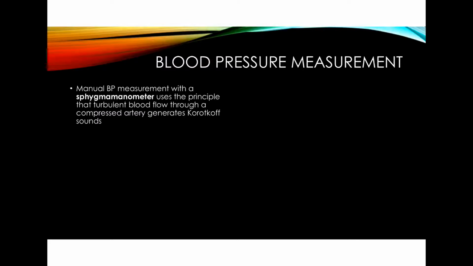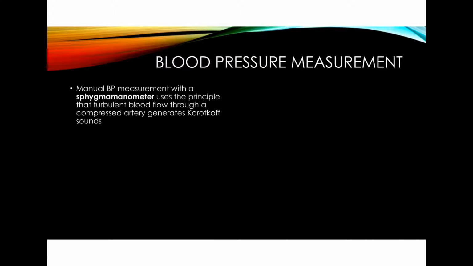The simplest and most common form that's initially taught, especially to beginning clinicians, is the manual blood pressure measurement using a device called a sphygmomanometer, or manual BP cuff. And this measurement uses the principle that turbulent blood flow through a compressed artery will generate sounds called Korotkoff sounds. A pressure cuff is placed around a patient's, typically their arm, and inflated to a very high pressure, then gradually deflated.